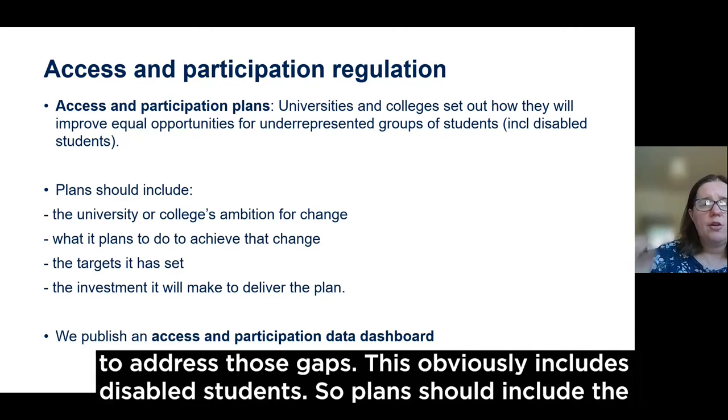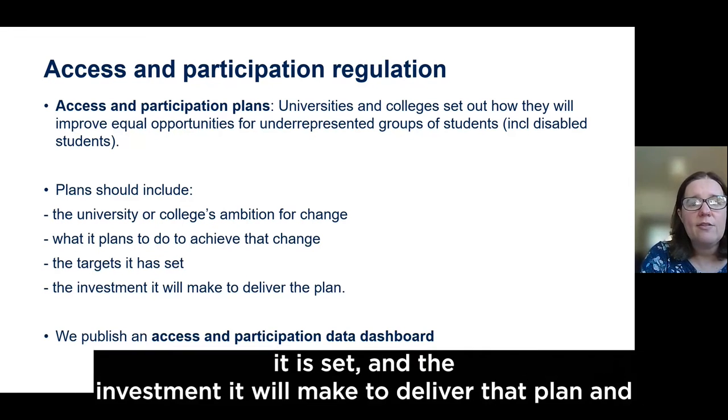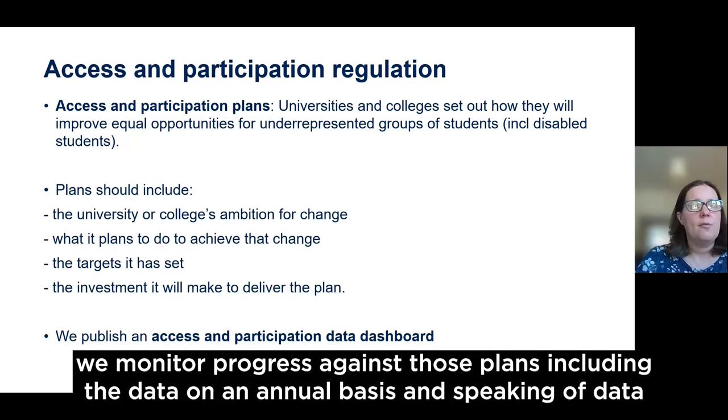So plans should include the university or college's ambition for change, what it plans to do to achieve that change, the targets it has set, and the investment it will make to deliver that plan. And we monitor progress against those plans, including the data, on an annual basis.